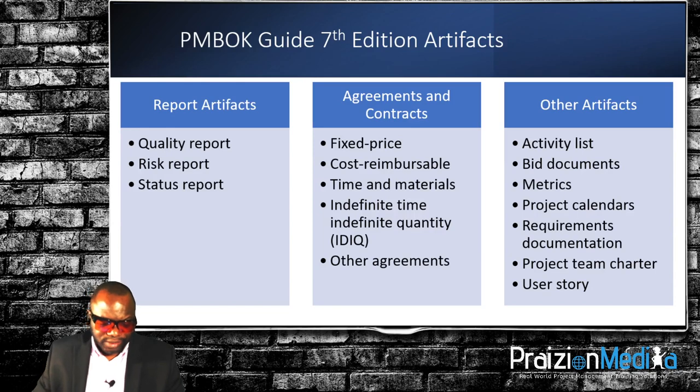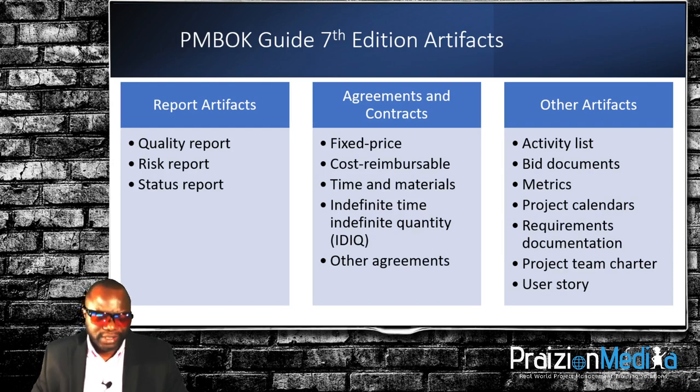We have metrics. A metric is an attribute. It's one thing to have a metric. Remember, you need a measurement. So we derive metrics usually from when we're planning quality management. The next one is project calendar. It's a calendar identifying working days and shifts that are available for scheduled activities.